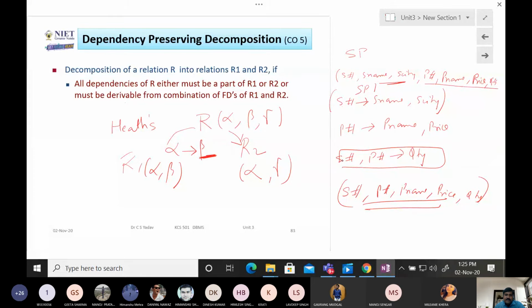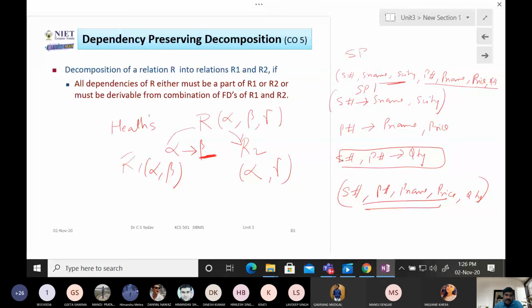Now I would like to request you all, please solve the numerical problems related to normalization. See, there are two types of questions generally asked in the AKTU and GATE examinations. One is, please tell what is the normal form of R.